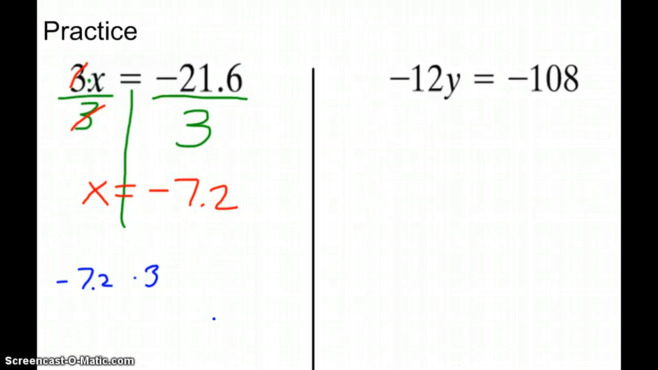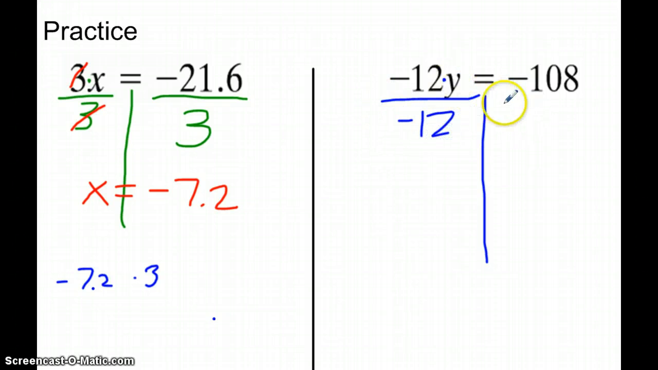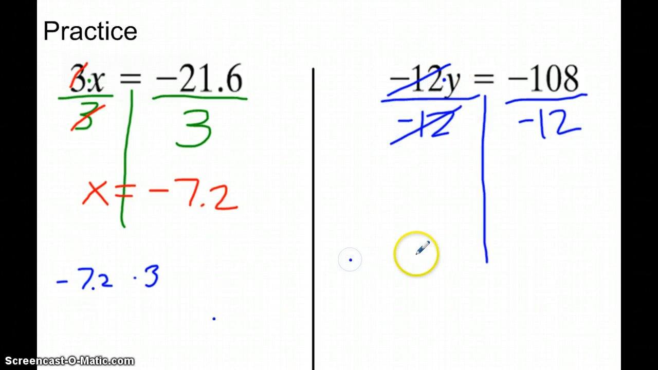Alright, we're going to work through this solution here. So first thing we do is just draw the line. Okay, the opposite of multiplying by negative 12 would be dividing by negative 12. So we got to divide by negative 12 on both sides. When we do that, the negative 12's cancel, and we're just left with y on this side. And negative 108 divided by negative 12.